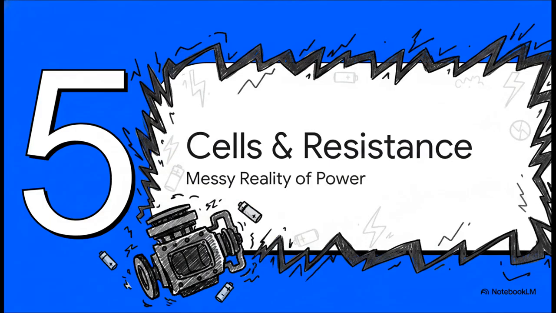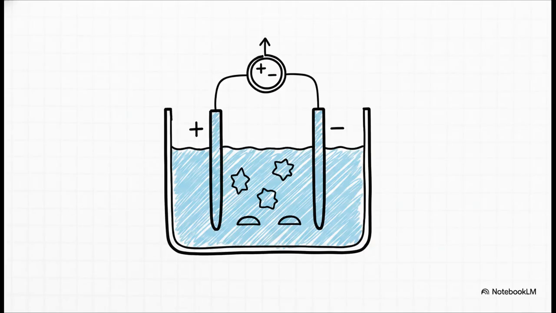Which brings us to Section 5, cells and internal resistance, the somewhat messier reality of power sources. Let's break down the basic anatomy of an electrolytic cell. You've got your positive and negative electrodes, and they're immersed in an electrolytic solution that's actively exchanging charges. This setup provides what we call electromotive force, or EMF, represented by the Greek letter epsilon.